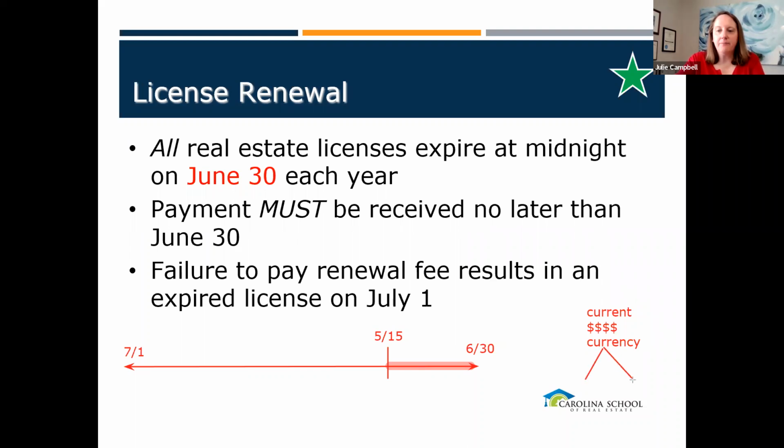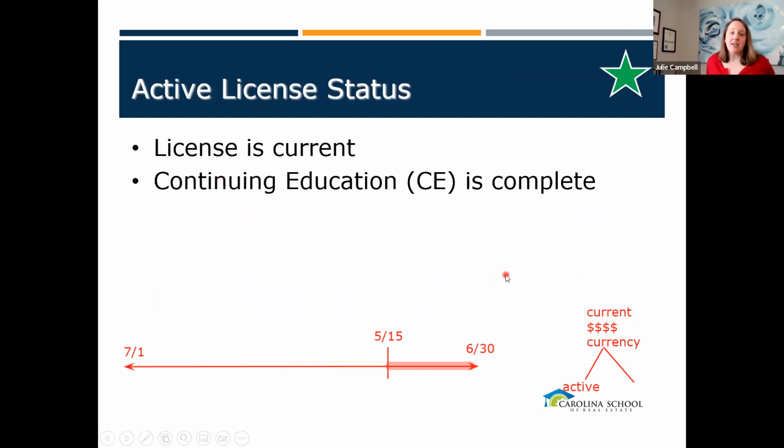Once you've paid the fee, your current license can either be active. You've paid the fee, so you're current. A current license can be active. It's active because you paid the fee and you're caught up on education. The active license is the only license status in which you can perform brokerage activities. It is the only license status in which you can get paid commission. You can't get paid on an expired license.